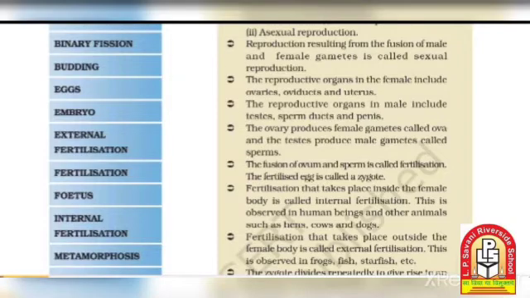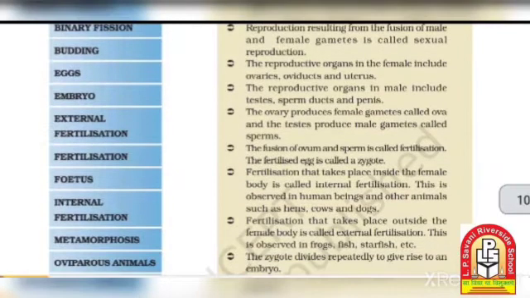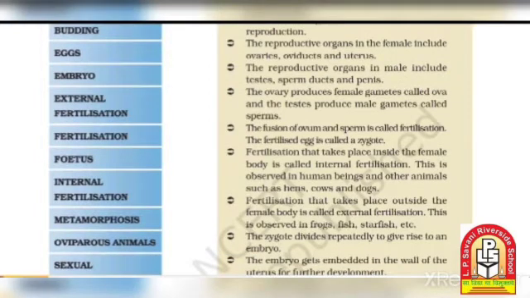Okay, the reproductive organs in the female include ovaries, oviducts and uterus. So these are the main organs which the female uses during reproduction. The reproductive organs in the male include testes, sperm ducts and penis. So these are the sexual organs of the male which he uses during the reproduction process.